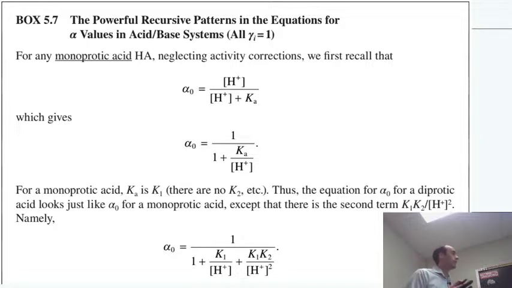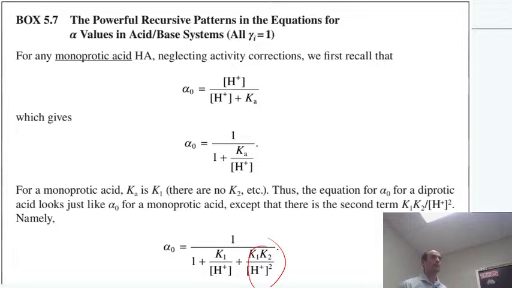So the book gives a nice table that pulls all this together, and I've got this on 2 slides here. So we go from the monoprotic system, which we had talked about previously, that looks like this, with an alpha fraction here, 1 over 1 plus Ka over H plus. And then when we go to a diprotic system, we end up with the alpha fraction here with 1 over the same piece plus this guy.